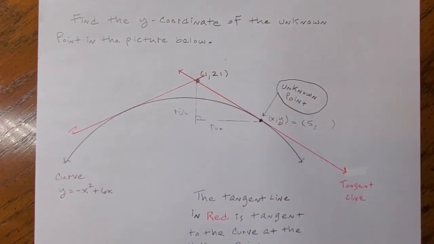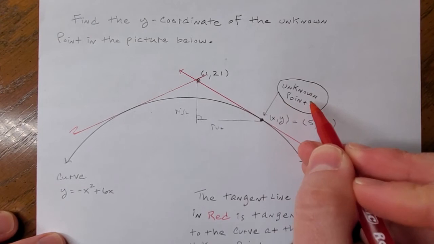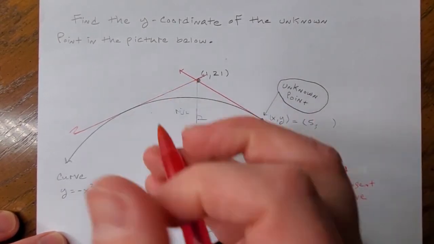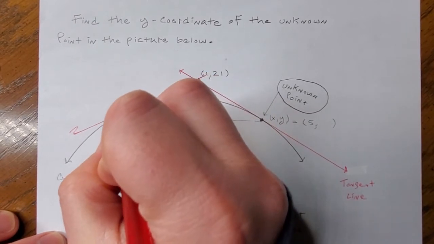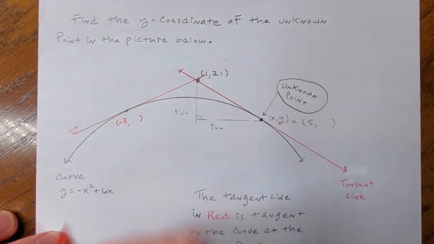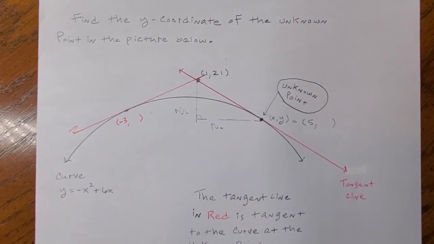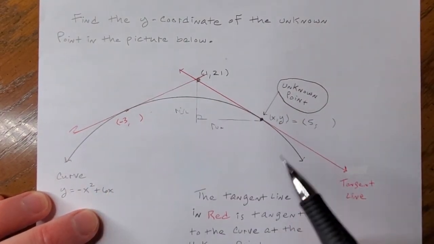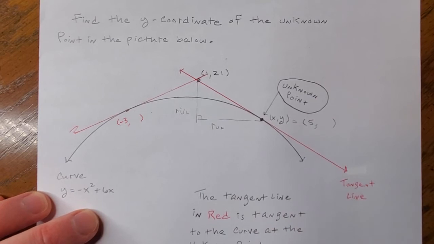Okay, but I was asking you to find this one. And this one is to the right of that one. So this one over here is negative 3 comma something, but that's not the one that was indicated in the picture. That's not the one that we're looking for. This is it, okay? So it says find the y coordinate. So the x coordinate's 5. What would the y coordinate be?